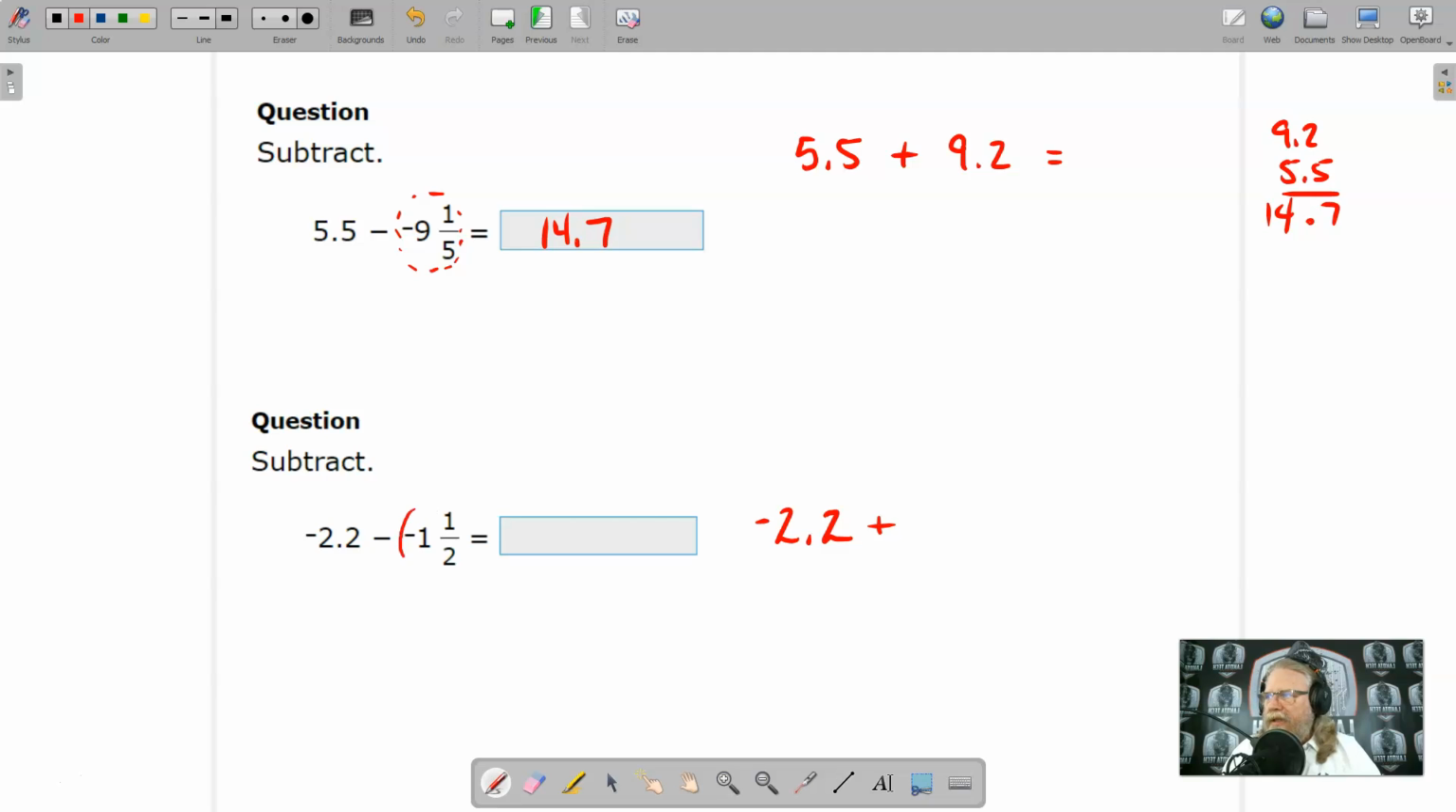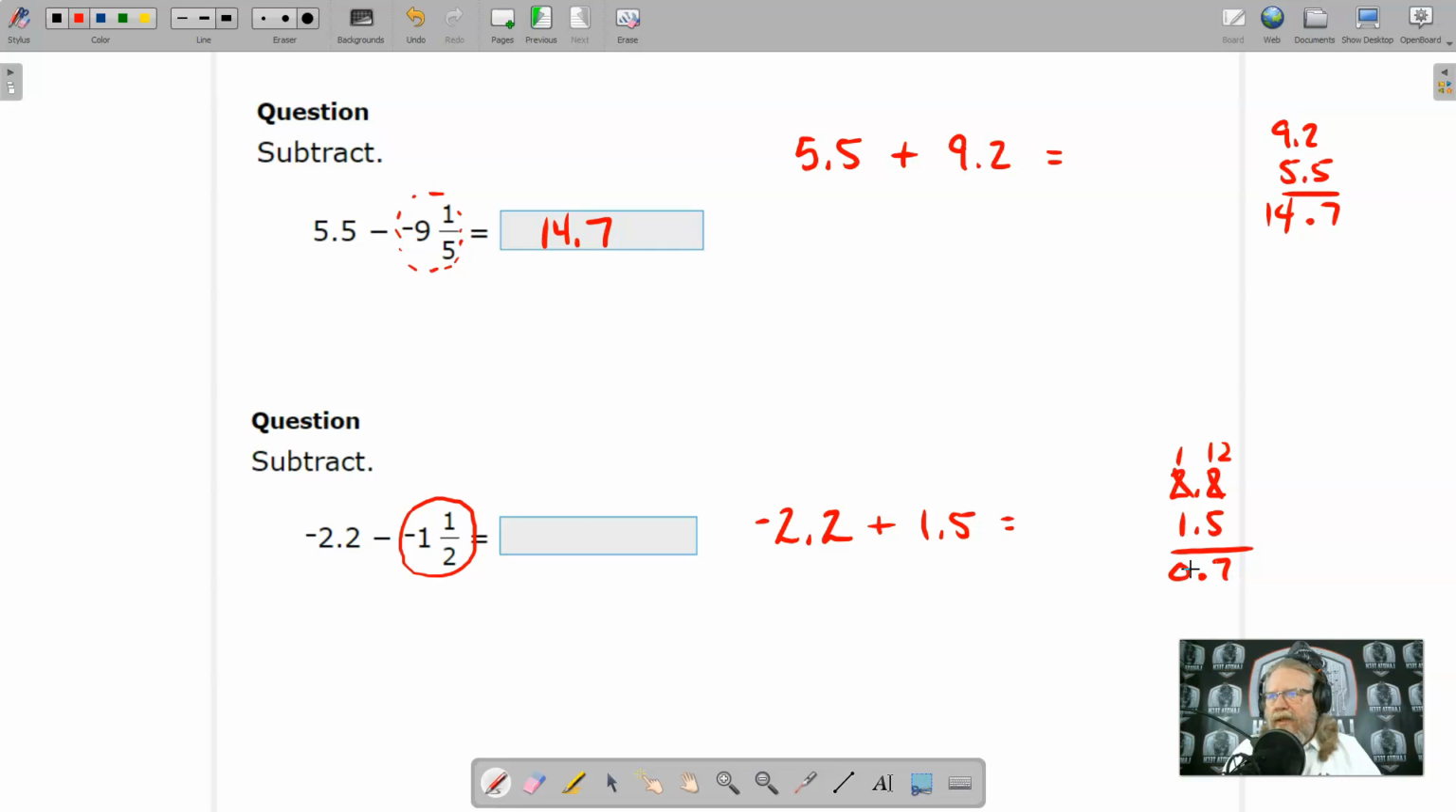Let's take the opposite of the number that follows it. So this is a negative 1.5. We're going to make it a positive 1.5. Now I'm adding together a negative number and a positive number. So that means I'm actually going to subtract. So I'm going to take 2.2 and subtract from that 1.5. Keep my decimal lined up. I'm going to need to borrow from the 2, make that a 1. This becomes a 12. And 12 minus 5 is 7.